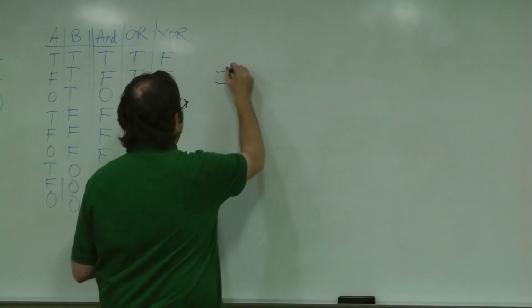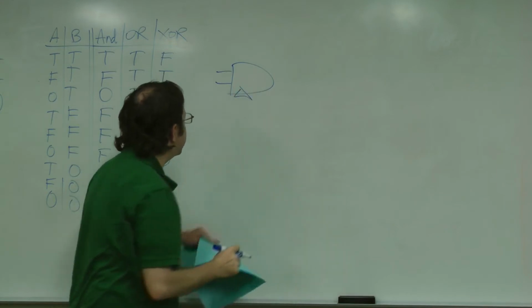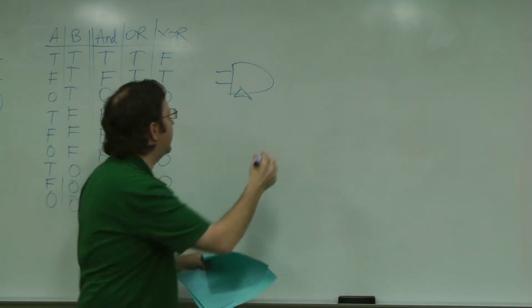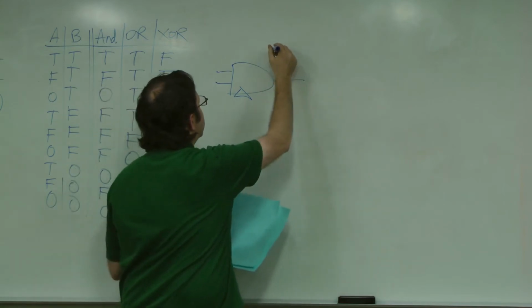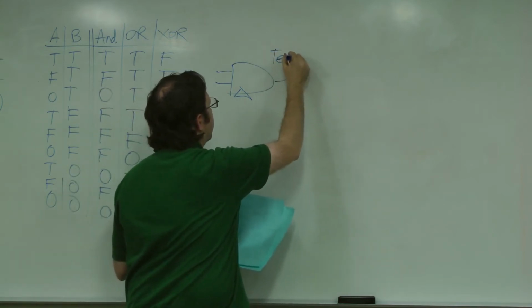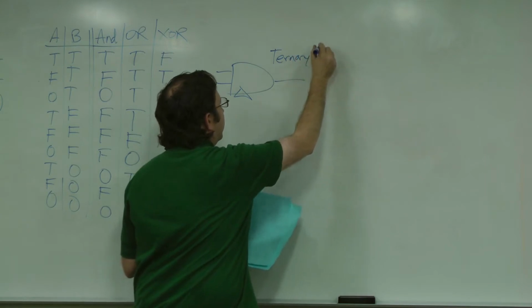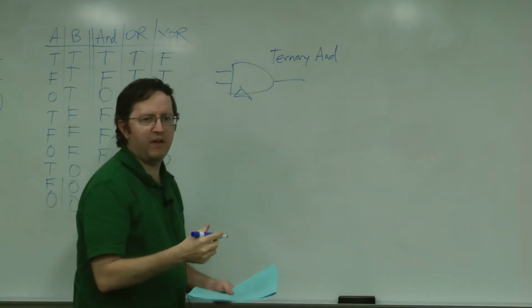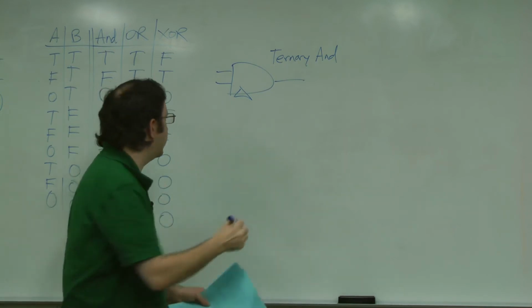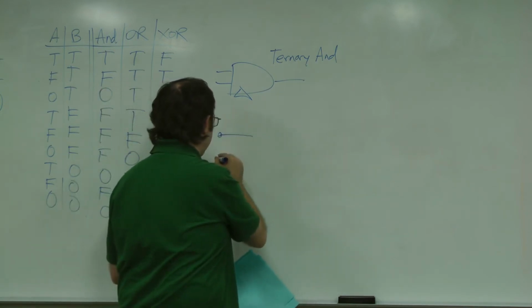A lot of times when we write ternary gates, a little triangle is added to indicate that we're working with a ternary function. And so this is going to be ternary AND. And the circuit, or at least the circuit I came up with, looks something like this.